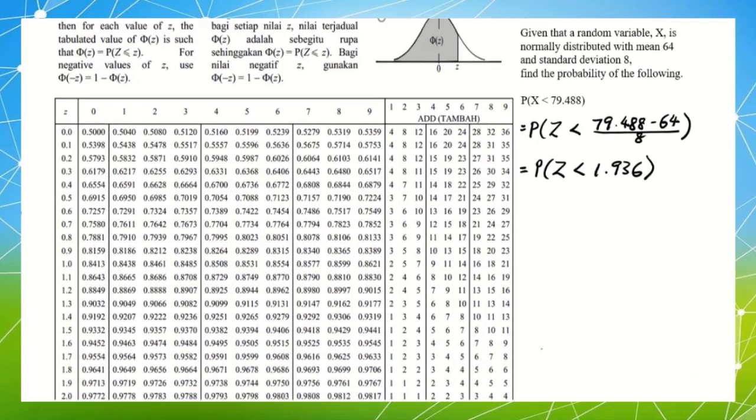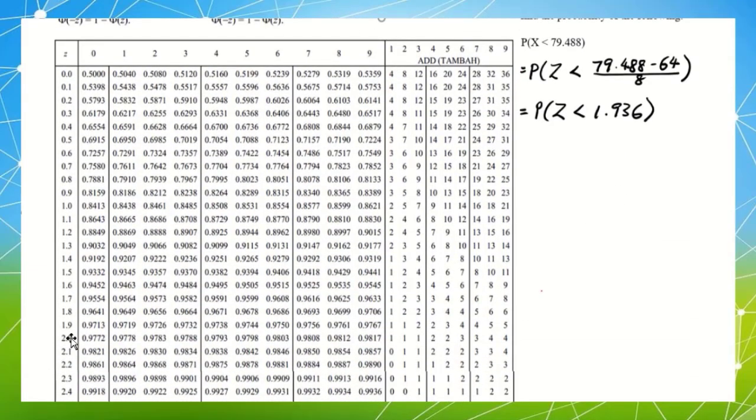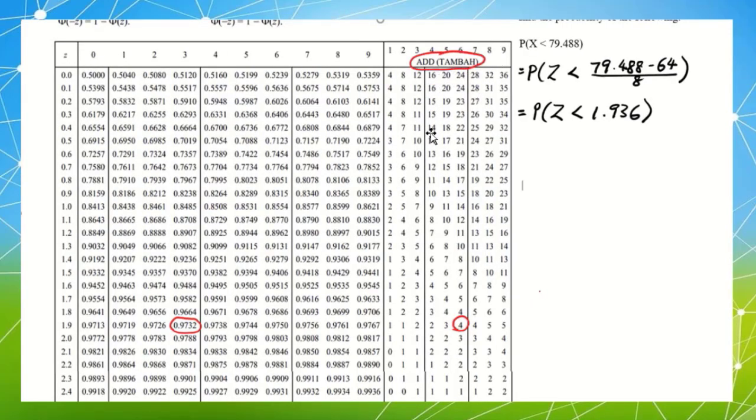1.936. Now I go to the table and I try to find 1.93. So I take this value and 6, then I take this value. Because it is 8 here, so means we must add these two numbers. So 0.9732 plus 4, we get 0.9736. So therefore, the answer for this probability is 0.9736.